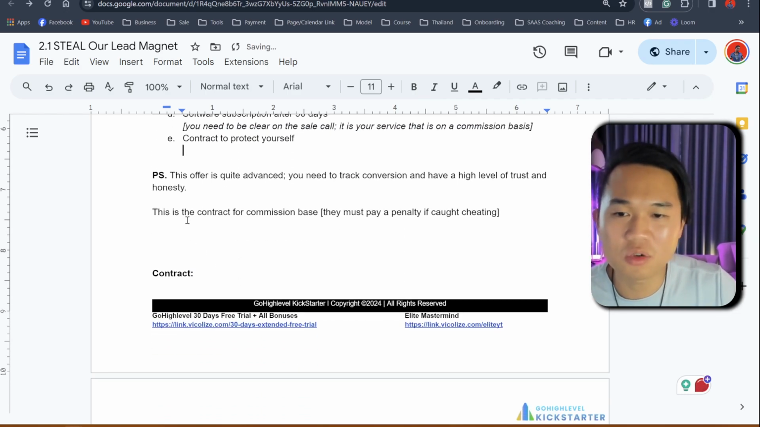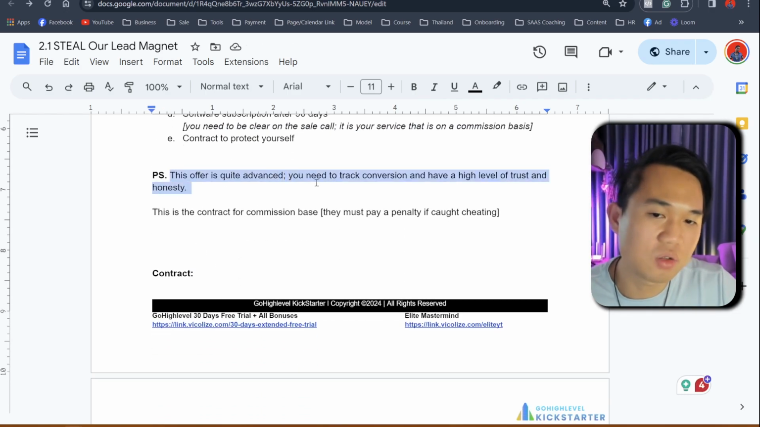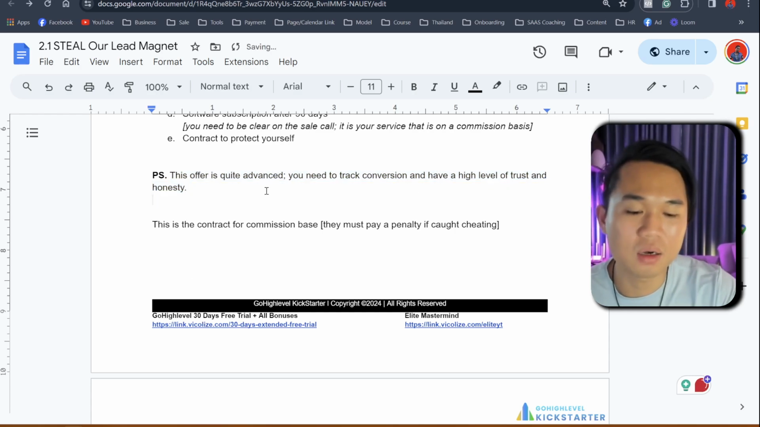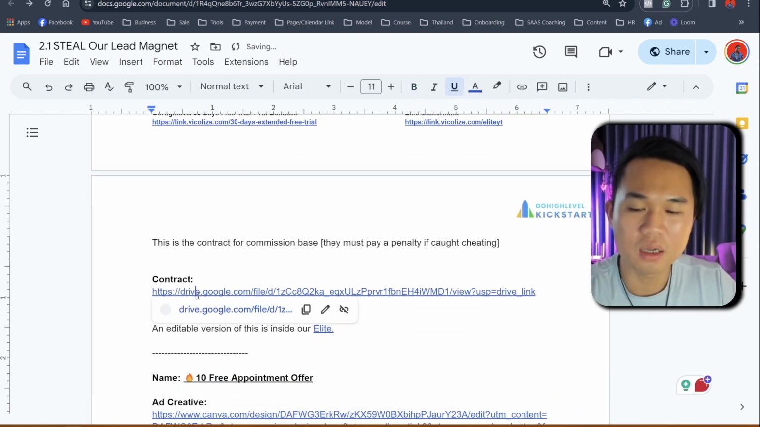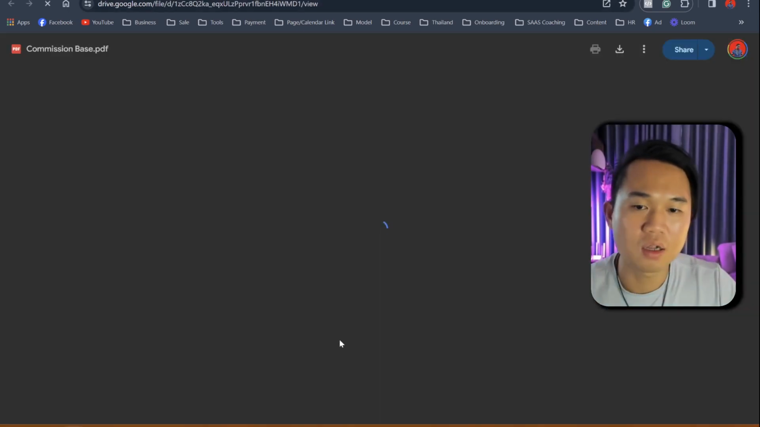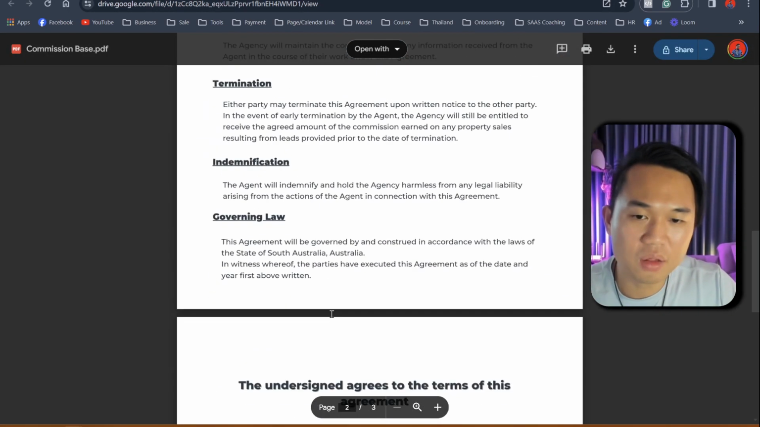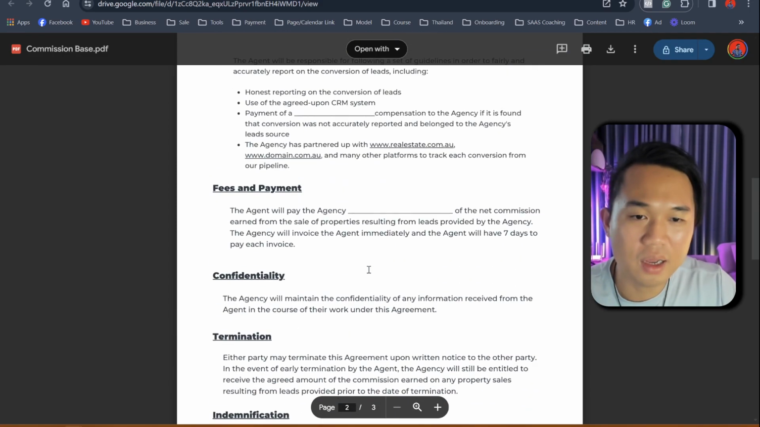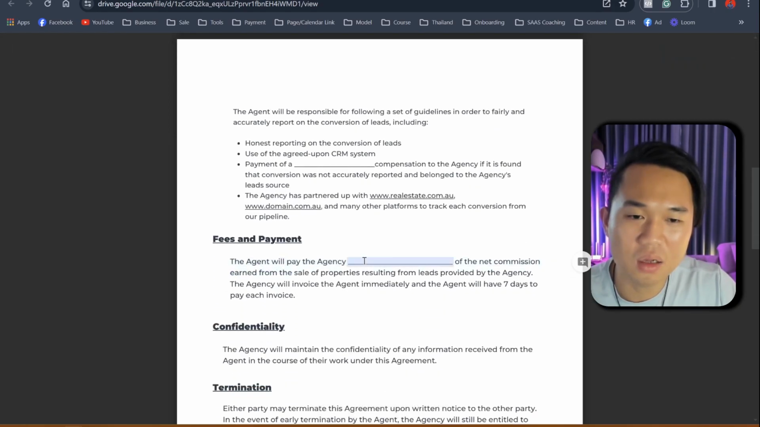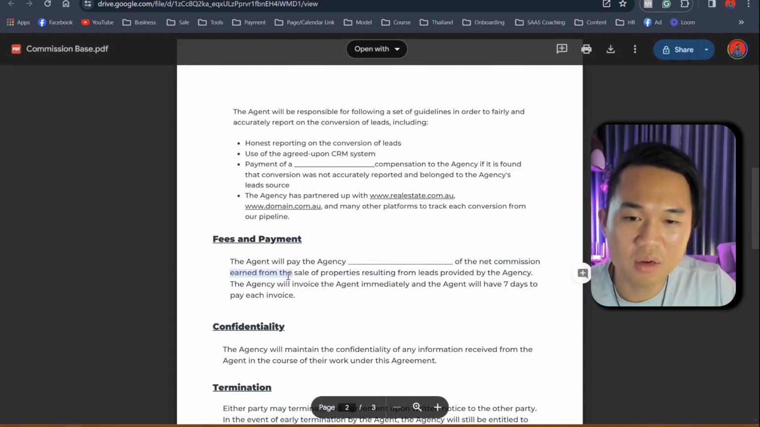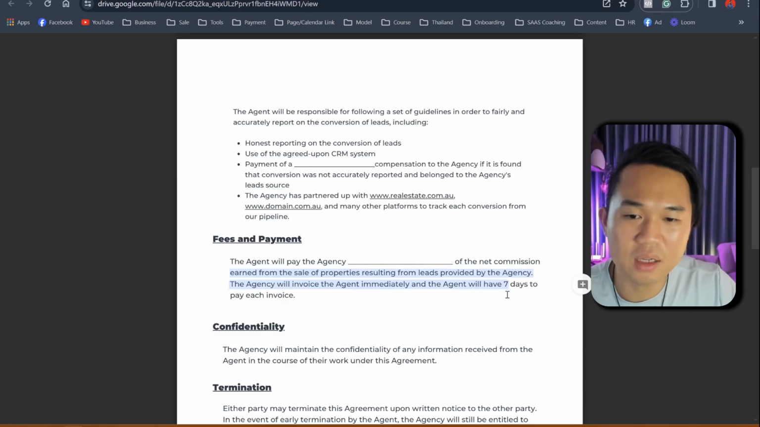So again, this is why I'm noting this: this offer is quite advanced. You need to track conversions and have a high level of trust and honesty between you and the partner. This is why we have a contract. The contract states they must pay a penalty. I'm giving you guys the contract here so you can take a copy. I think somewhere in here it says it's governed by the state law and government of Australia. The agent will be willing to pay a blank percent of net commission earned from the sales resulting from the lead, and they have 7 days for each invoice, right?